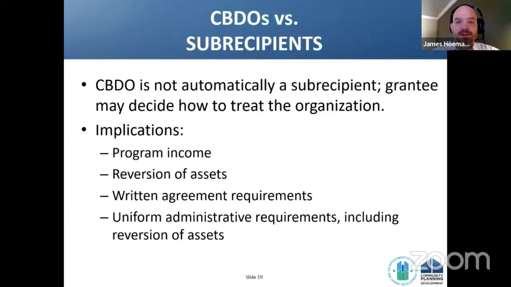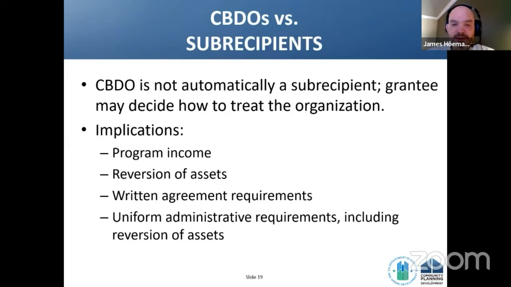All right, so as we mentioned a couple slides back, that CBDO is not a subrecipient unless you designate it as such. Now, there are certain things in the regulations that give CBDOs some leeway. To mention a few, a CBDO can keep its program income. That reversion of assets is not applicable to a CBDO unless you treat them as a subrecipient. So there are advantages and disadvantages of how you use a CBDO.